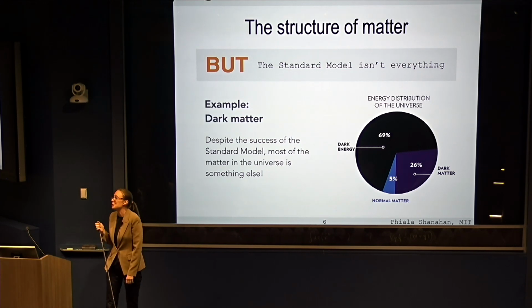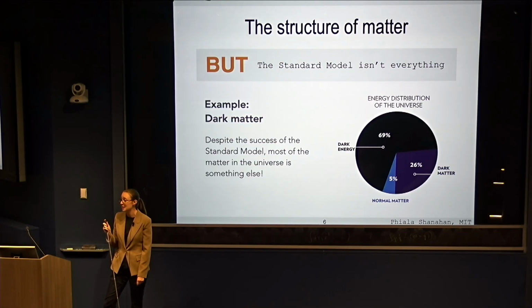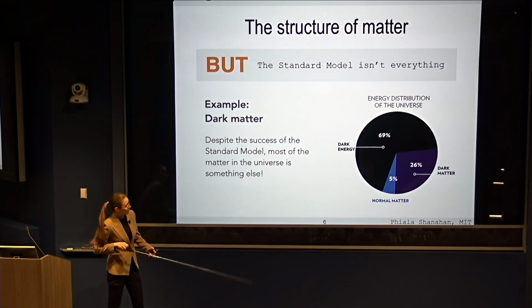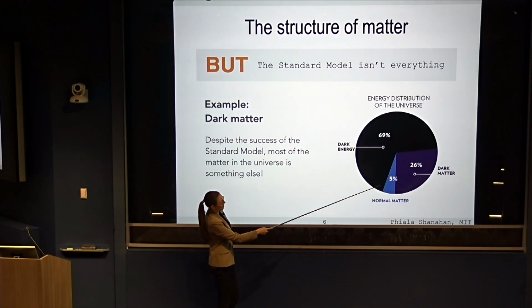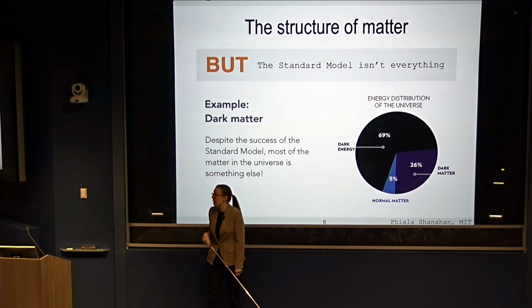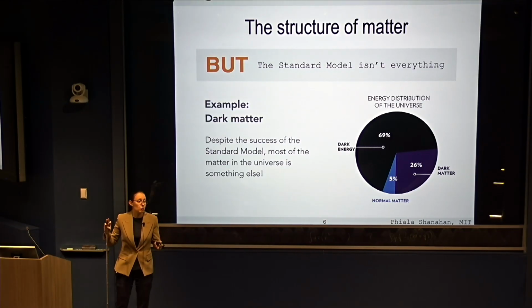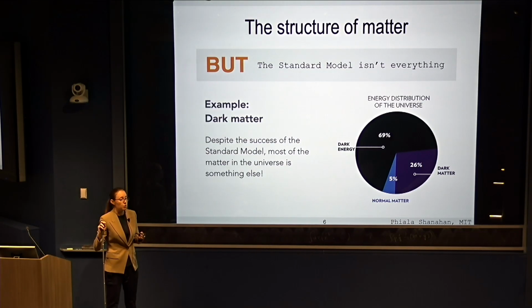We also know it does not describe everything we observe about the universe. Right? Just one example, and we'll come back to this one also later, is dark matter. In fact, the standard model describes this slice of the universe's energy density, about 5%. About 5 times as much is dark matter, which seems to interact like matter gravitationally but doesn't emit or absorb light, so it's dark. That is not standard model matter.